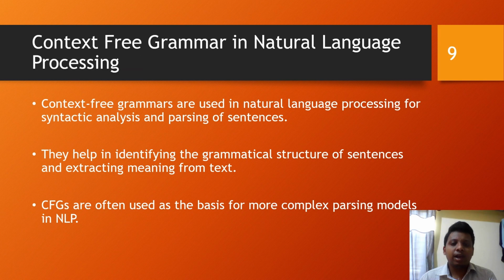Now let us look into context-free grammar in natural language processing. Context-free grammars are used in natural language processing for syntactic analysis and parsing of sentences. They help in identifying the grammatical structure of a sentence and understanding the meaning of the text. Context-free grammars are often used as a basis for more complex parsing models in natural language processing.